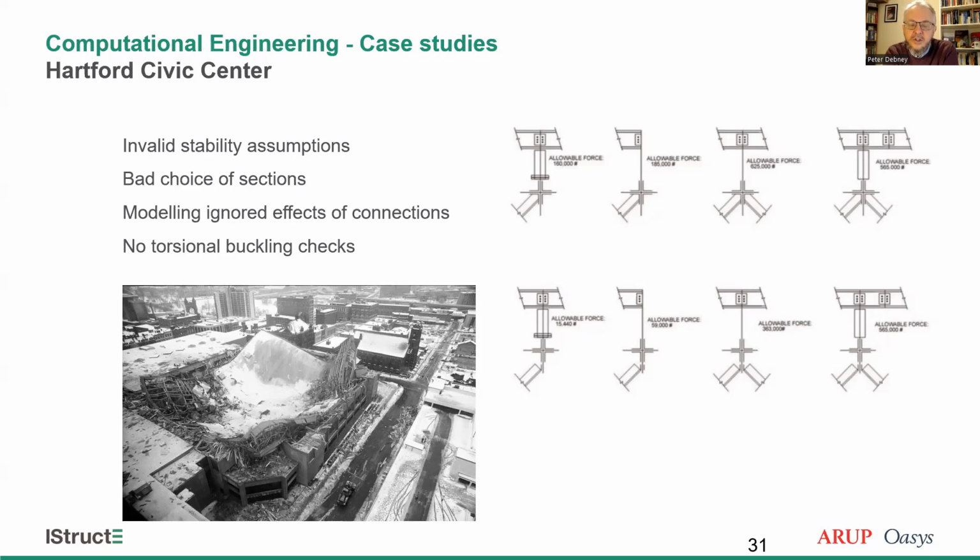The contractor during construction said that the roof was deflecting twice as much as predicted, but the engineers dismissed it, and so on. And there were other assumptions of restraint from the roof which weren't justified, and so on. Yeah, a lot of problems. But luckily, nobody was hurt.